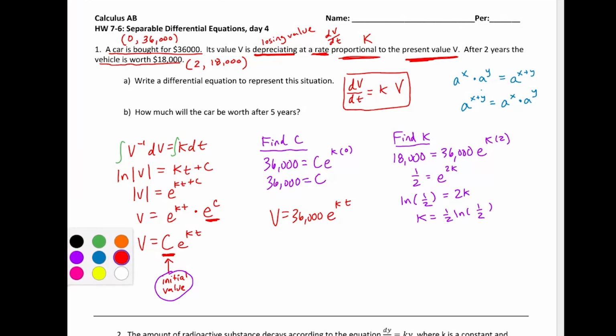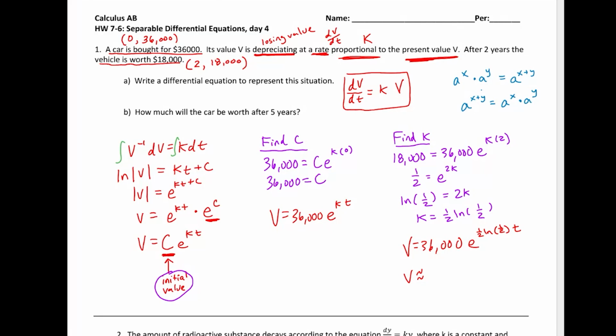Now I can write my final, or my particular, solution to that differential equation. V equals 36,000 times e to the power of half natural log of half times t. Now to find the value at 5 years, clearly we're going to need a calculator for this. Everything else you can do pretty much without a calculator, but this last computation we are going to have to estimate with the calculator. I'm just going to work that out over to the side because you don't really need a specific Desmos or anything. You can even just use a basic scientific calculator for this.